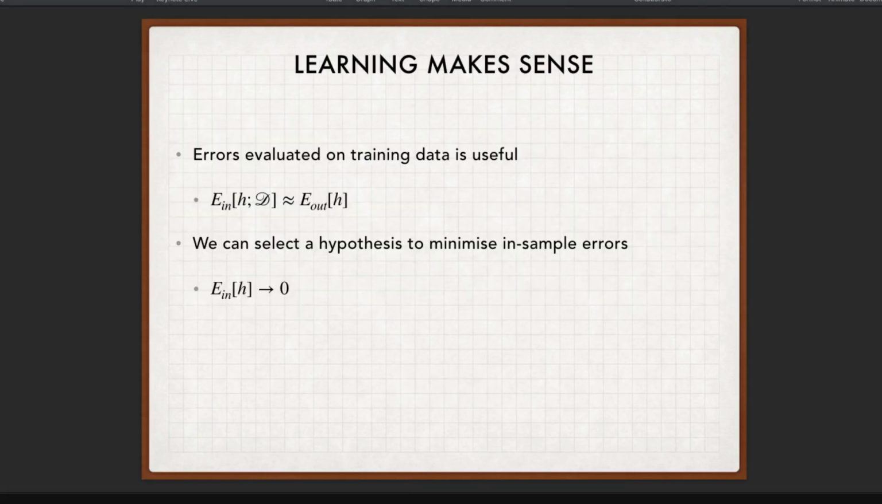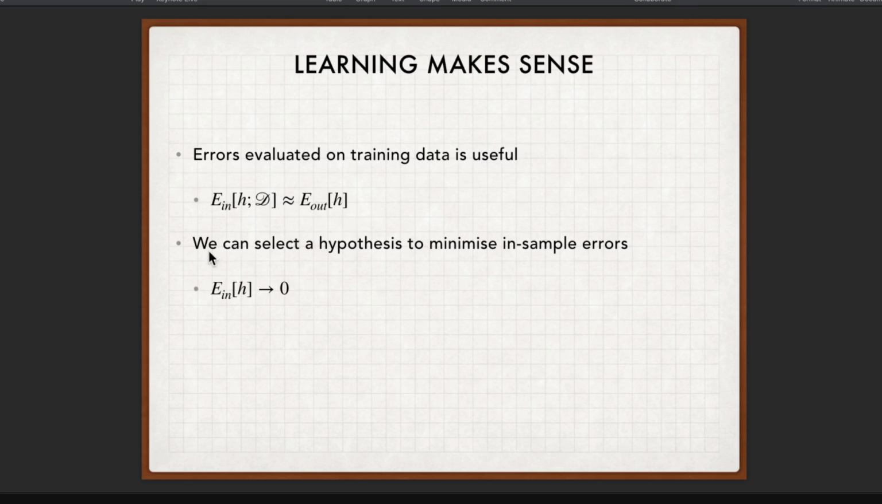So, for summary, for learning to make sense, we need two aspects. The first one is the in-sample error. This is the only error that is available to us, evaluated on the given training sample, and it needs to be useful. It needs to track the out-of-sample error.